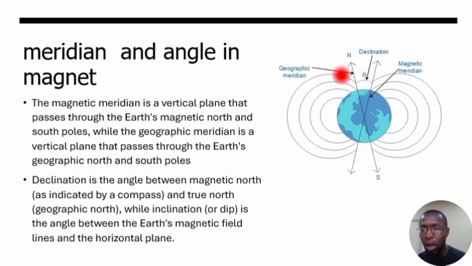You see here in this diagram, this north-south line is the geographic meridian, while this other one is the magnetic meridian. The angle between the geographic meridian and the magnetic meridian is called the angle of declination. The angle between the magnetic meridian and the horizontal is called the angle of inclination, or sometimes we call it the angle of dip.